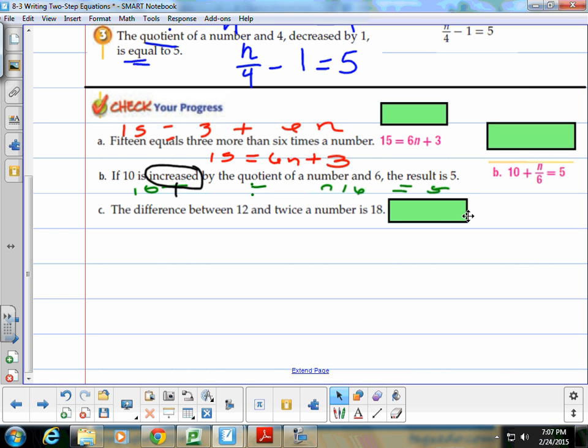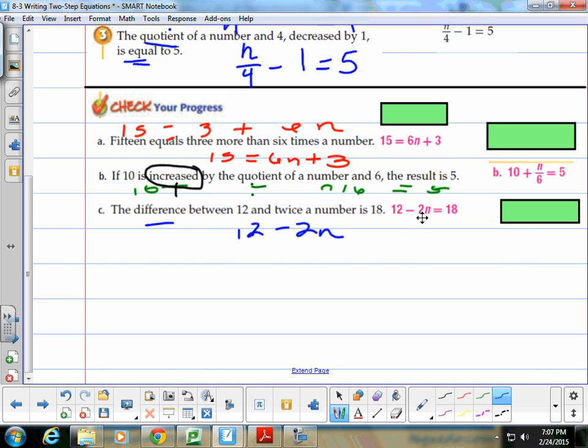So the difference between 12 and a number is 18. So again, I see difference. So I know that difference means subtraction. I do know that this time. The difference between 12 and twice a number. So we're taking the difference between 12 and 2 times a number. That is 18. So equals. So subtracting twice a number from 12 to get to 18. Hopefully that's some good practice for you there.